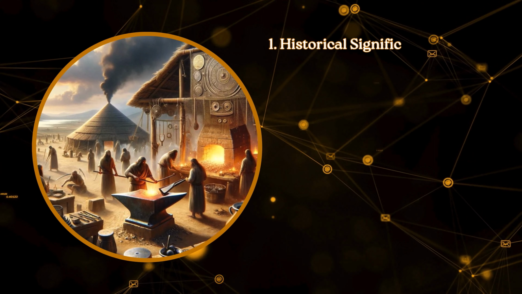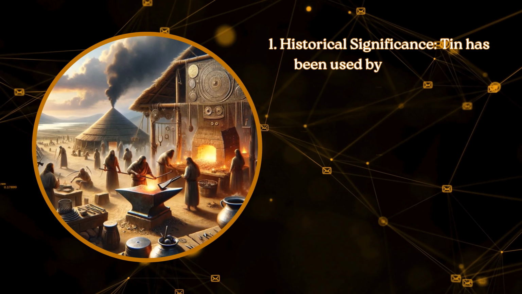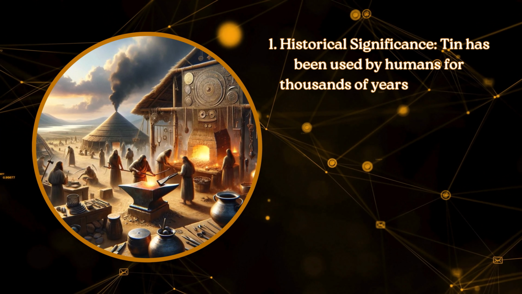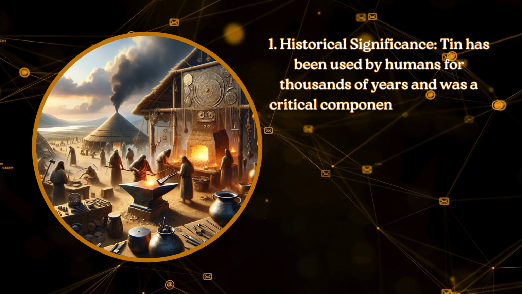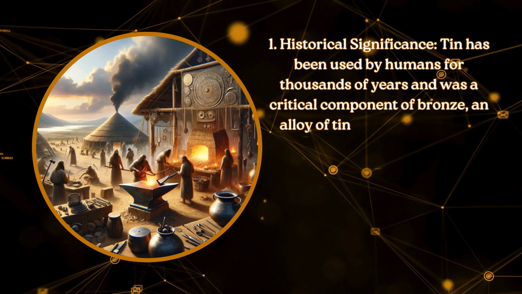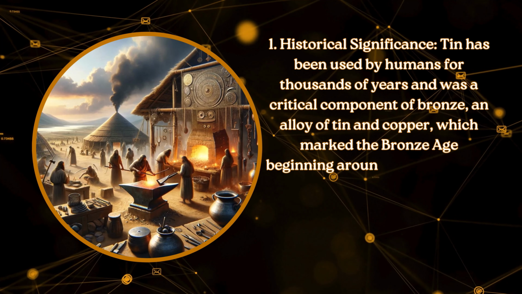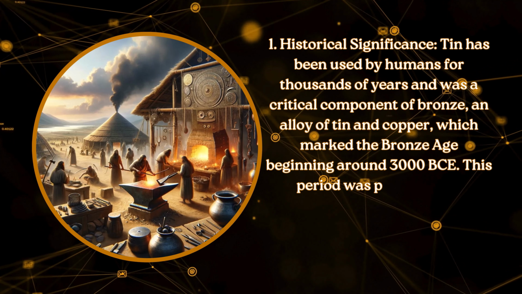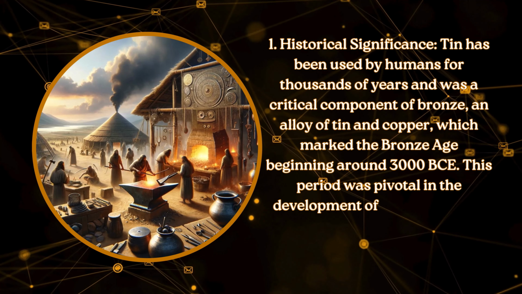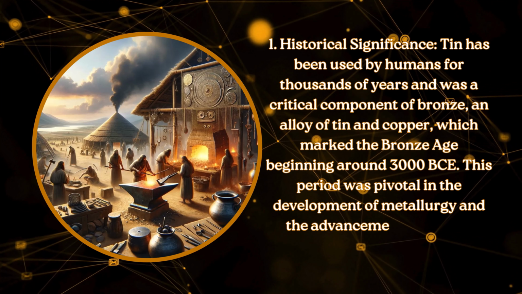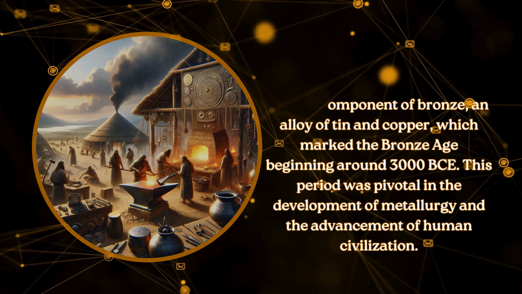1. Historical significance. Tin has been used by humans for thousands of years and was a critical component of bronze, an alloy of tin and copper, which marked the Bronze Age beginning around 3000 BCE. This period was pivotal in the development of metallurgy and the advancement of human civilization.